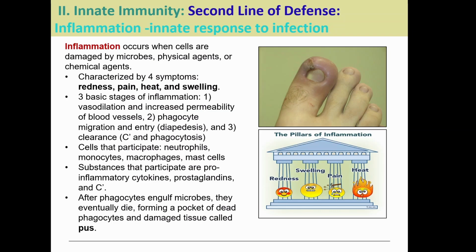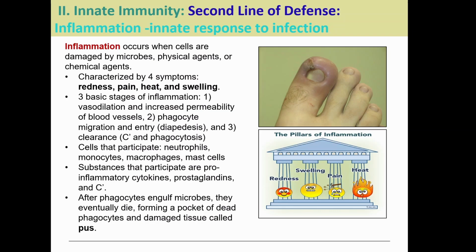So you think about it, if you have an increased flow of blood to an area, that area is going to swell because there's more fluid. That blood carries body heat, so it's going to feel warmer. That increased fluid is going to put pressure on things like free nerve endings, which means pain, and the redness, right? Because again, we have blood cells coming there. We also have phagocyte migration and entry.